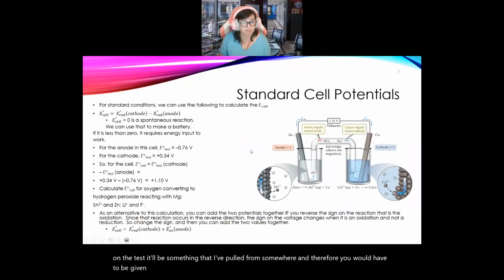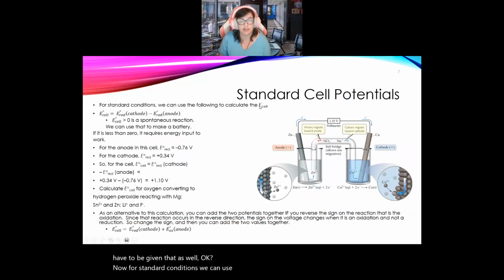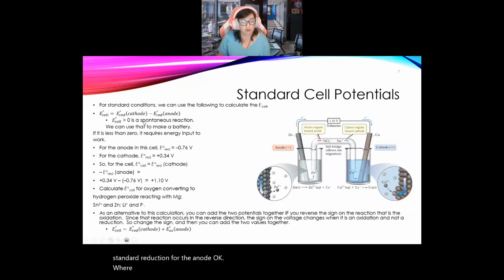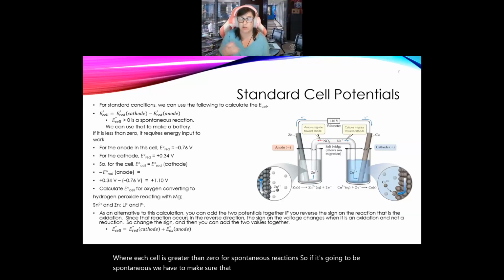Okay? Now for standard conditions, we can use the following to calculate the E for the cell. So the E standard for the cell equals the E standard reduction for the cathode minus the E standard reduction for the anode. Okay? Where E cell is greater than 0 for a spontaneous reaction. So if it's going to be spontaneous, we have to make sure that it's occurring in the direction that will give us a greater than 0 potential.